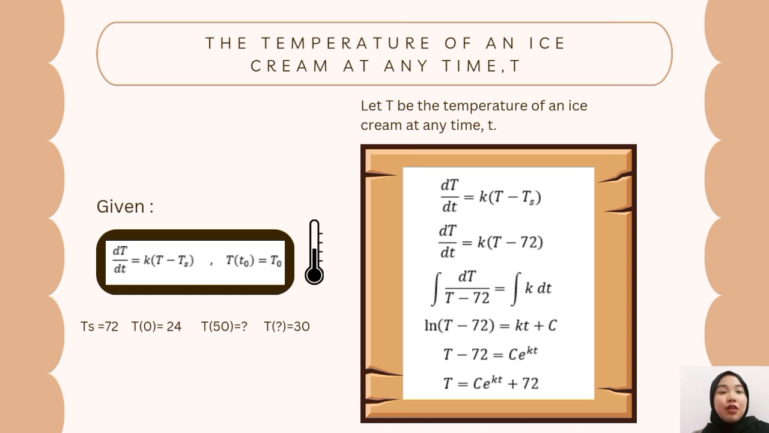Next, we substitute the value of Ts, 72, into the formula and we get dT over dt equals k(T minus 72). Next, we bring the T minus 72 to the left hand side and we get dT over (T minus 72) equal to k dt. Then we integrate both sides and we get ln|T minus 72| equal to kt plus c. And we solve this, we get T equal to C e to the power of kt plus 72.